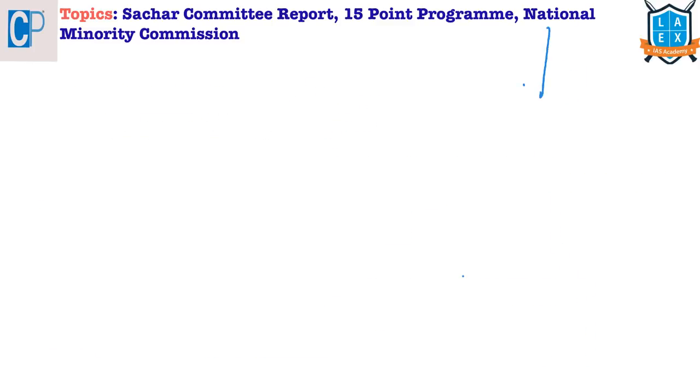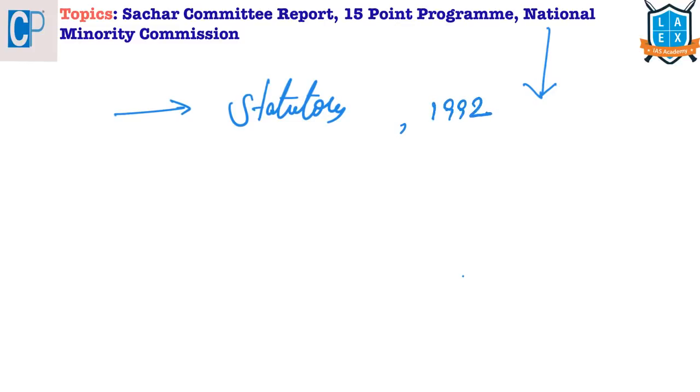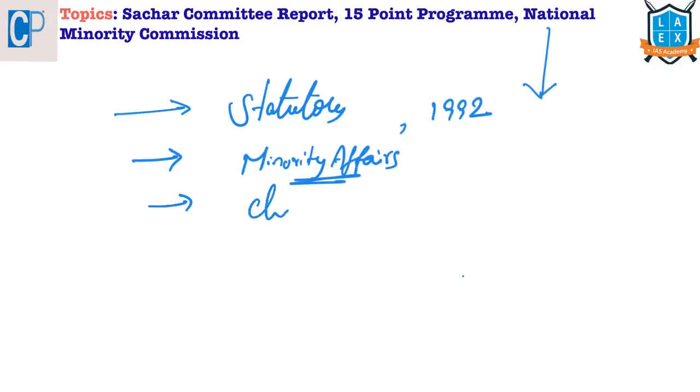Next, let us see about this National Minority Commission. National Minority Commission is not a constitutional body. It is a statutory body that was set up under this National Commission for Minorities Act of 1992, and it works under the Ministry of Minority Affairs. Previously, before this Ministry of Minorities Affairs was formulated, it was under the Ministry of Social Justice and Empowerment. And this commission consists of a chairman, a vice chairman, and 5 members.